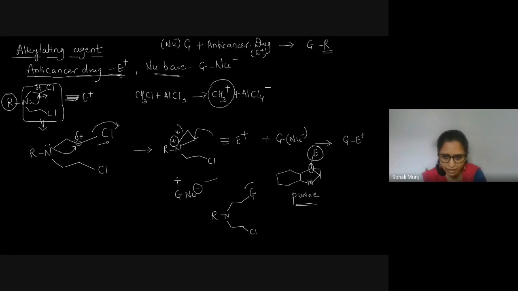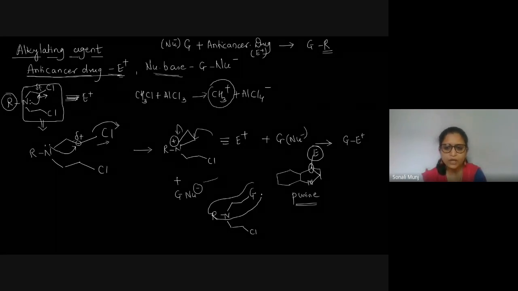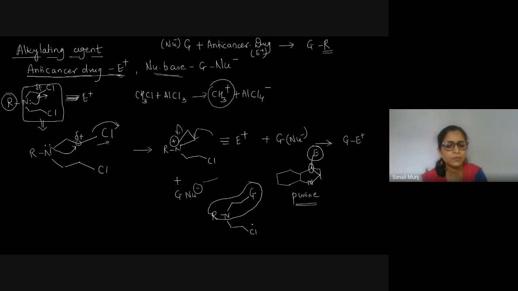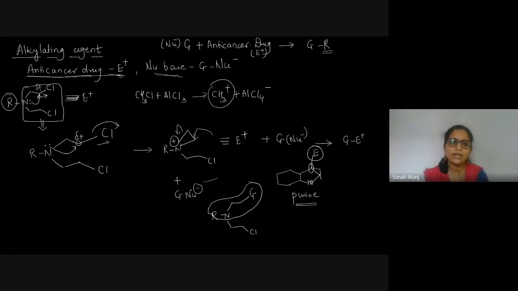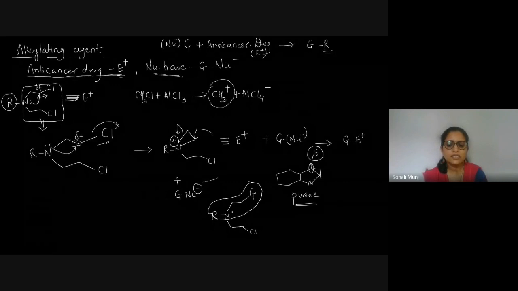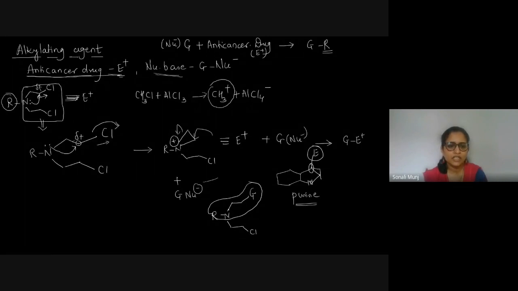So can I say that the guanine is alkylated guanine now? Can I say that the guanine has got alkylated because of my alkylating agent? Yes. So this is the basic feature of your alkylating agent. Each and every alkylating agent will ultimately alkylate your guanine. Now, I have just considered one side of my alkylating agent, one side of my drug, and I have alkylated the guanine. A similar sequence would also happen with the other side chain of my alkylating drug, right?